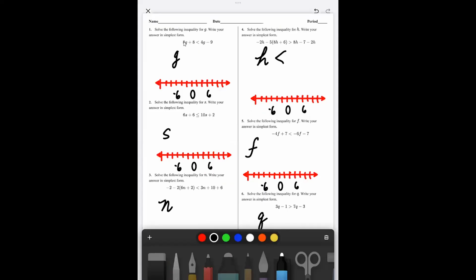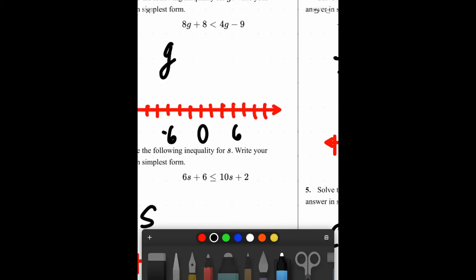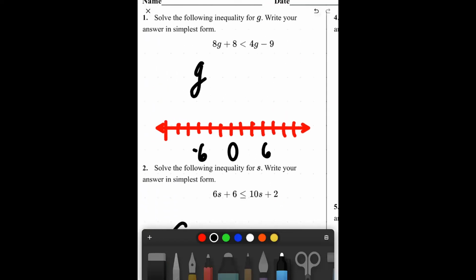All right, so what you see here, let me make this larger. We have this first inequality. It says, solve the following inequality, write it in the simplest form. So it says 8g plus 8 is less than 4g minus 9. And we need to come up with the solution for this, the intersection.